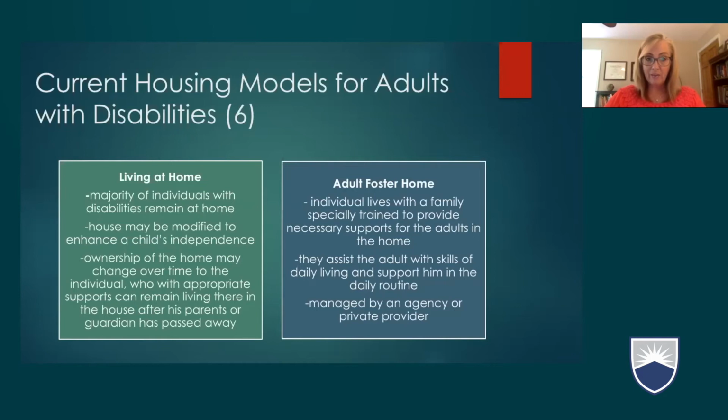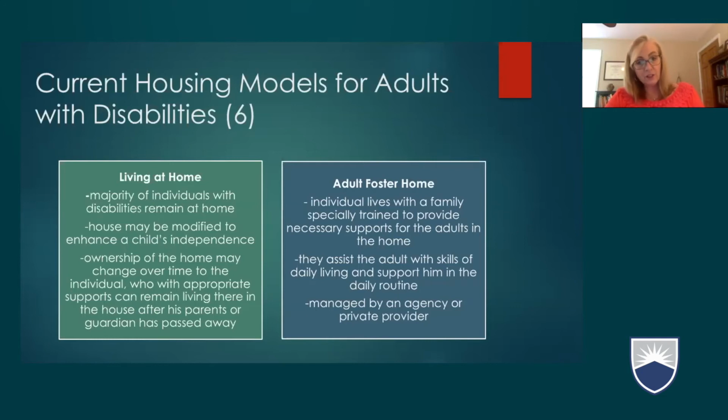Another thing that happens is that the ownership of the home may change over time to the individual. So whereas the parents might own the home while they're alive and the adult child is living there, once they pass away, that child might gain ownership of that home. And then he or she would need appropriate support services or people to come in once his or her parents pass away to help him sustain that. But by and large, that's where the majority of adults with disabilities are living.